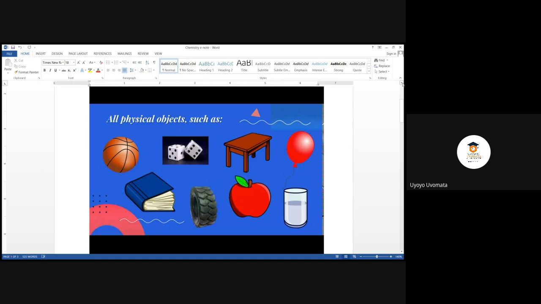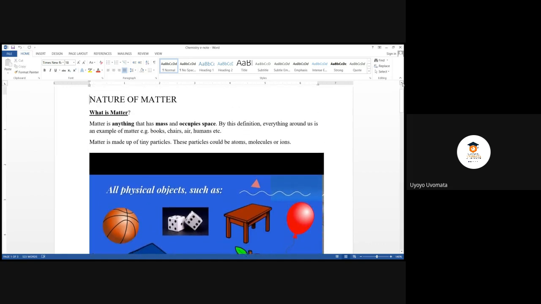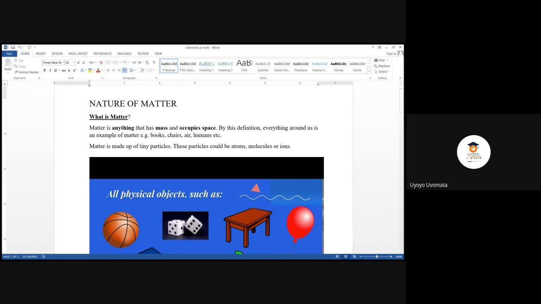Now, having said that, it's good we take note of something key. What is that key thing we want to take note of? It is the statement we can see there, the next paragraph, which says matter is made up of tiny particles. So if we get any substance, and we break it down to know what makes it up, we end up with what we call particles. Some of these particles are called atoms, some are called molecules, and some are called ions.